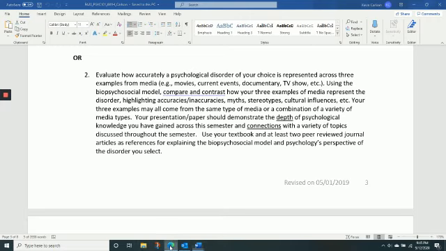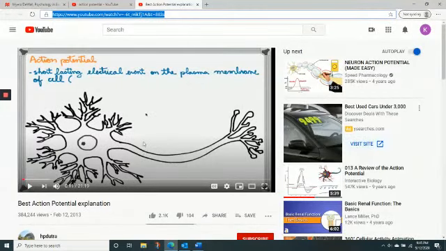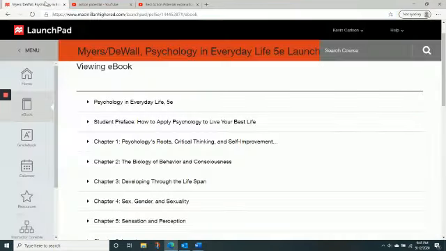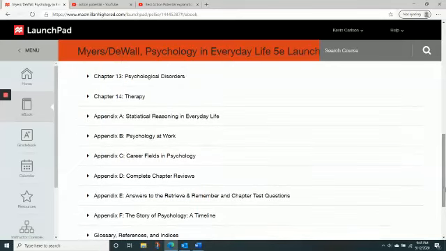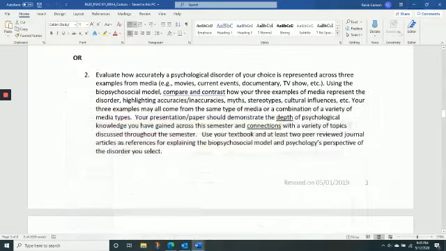And at the textbook, I think I might have it open. Actually, I don't here. Here it is. So if you go to chapter 13, if this interests you, this choice, go to chapter 13 and I would suggest skimming the psychological disorders to get a sense of what's there, and then choose one of them.